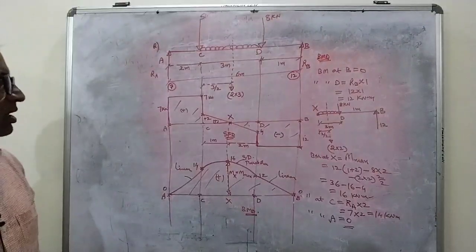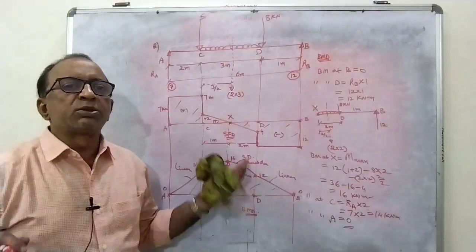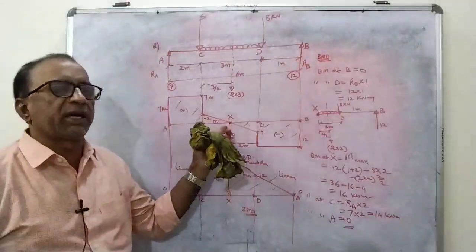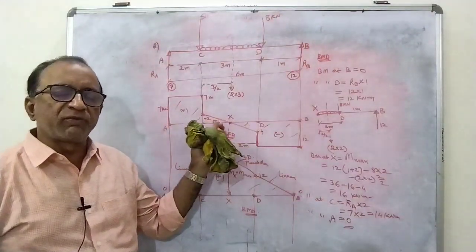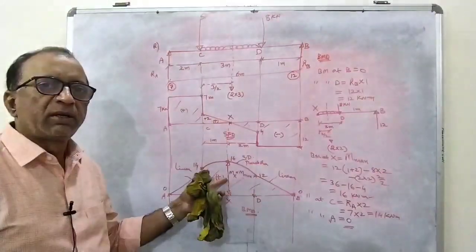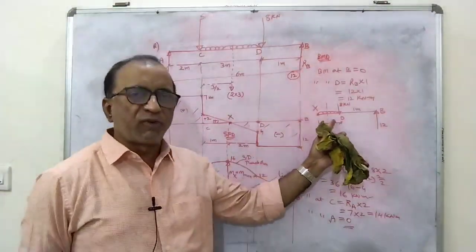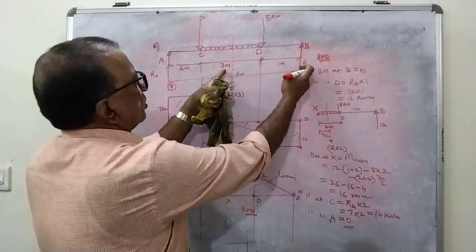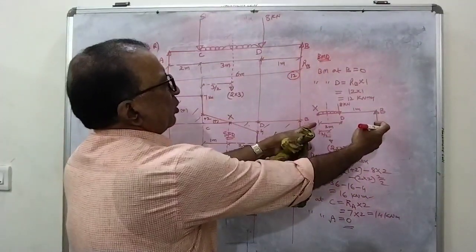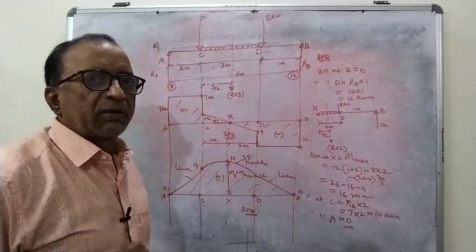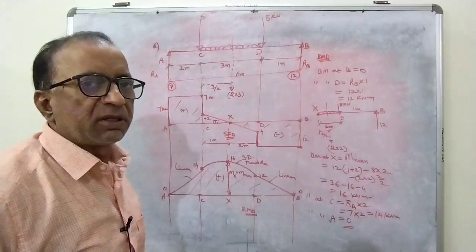So I hope everyone got the idea how to draw the shear force and bending moment diagram. Whenever you come across a salient point, like where the shear force is changing its sign, there you can expect the maximum bending moment, and you calculate it by drawing the free body diagram. Better you draw the free body diagram, separate the portion from X to B, draw that portion of the beam separately, and then calculate. It will be easy for you to calculate the maximum bending moment. I hope it is clear for everyone.